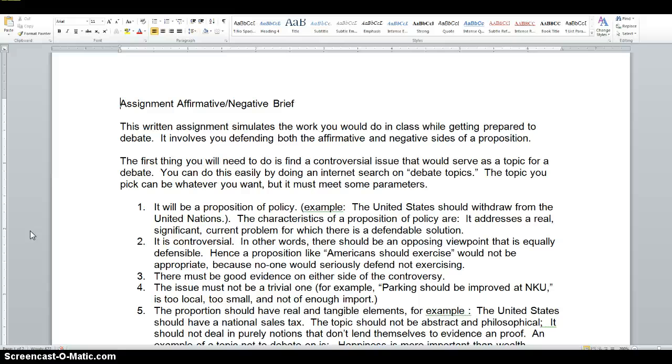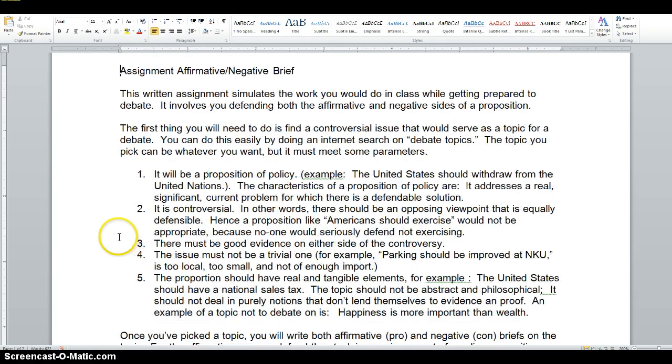If you remember back from your Speech 101 days, propositions of policy are ones that have the word should in them. Like, for example, if I say college tuition should be free for all students in the United States, that's a proposition of policy. If I say college tuition is too high, that's not a proposition of policy. That could be debated, but it's not being debated as a policy. And in this, what you're writing is a brief for a debate based around policy, affirmative and negative. Okay?